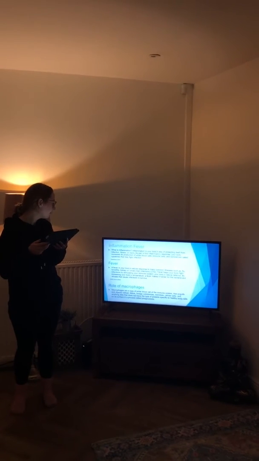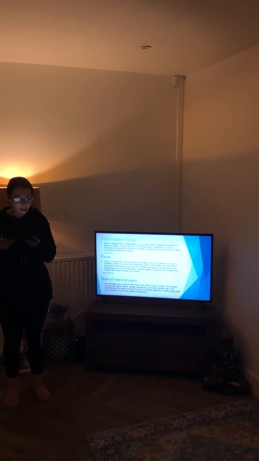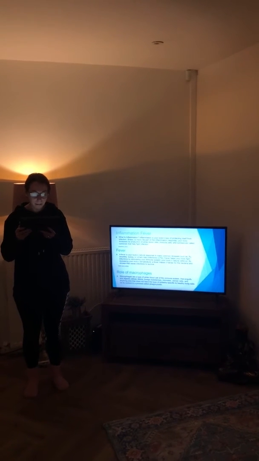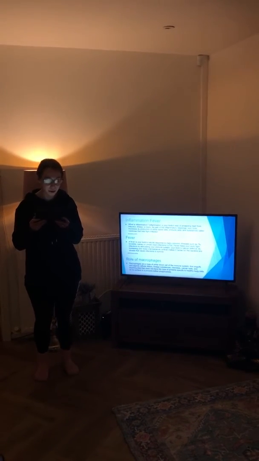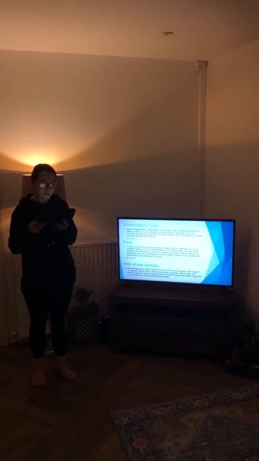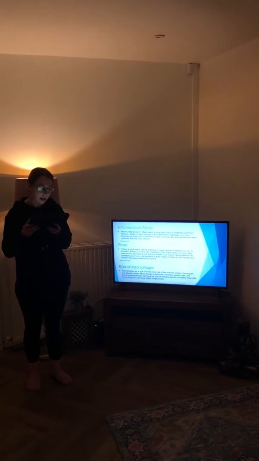Inflammation, fever. What is inflammation? Inflammation is your body's way of protecting itself from infection, illness or injury. As part of the inflammatory response, your body increases its production of white blood cells, immune cells and substances called cytokines that help fight infection.